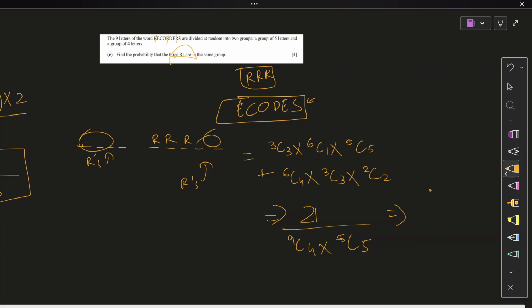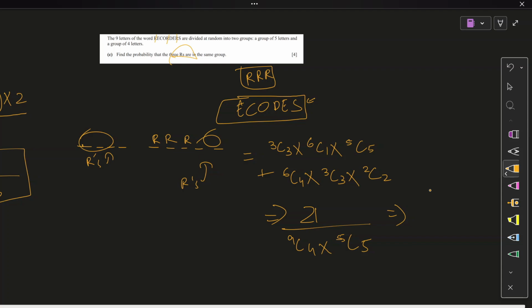21 feels weird to me. I don't know why, but I don't think we made a mistake. What was the condition? All R's are in the same group, right? So 3C3, 6C1 into 5C5. Yeah, that makes sense. Group of 4, group of 5. That should not be a problem. And in the second one, I filled the group of 5 with the R's. So 6C4, 2 left, R's placed 3C3, 2C2. No, yeah, that's correct. Good enough.